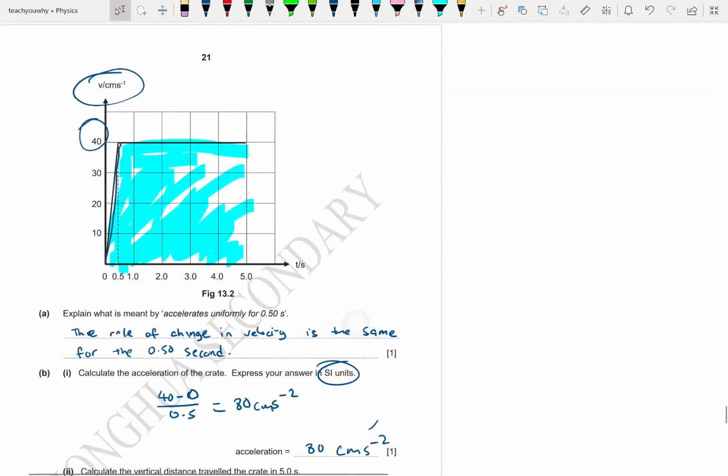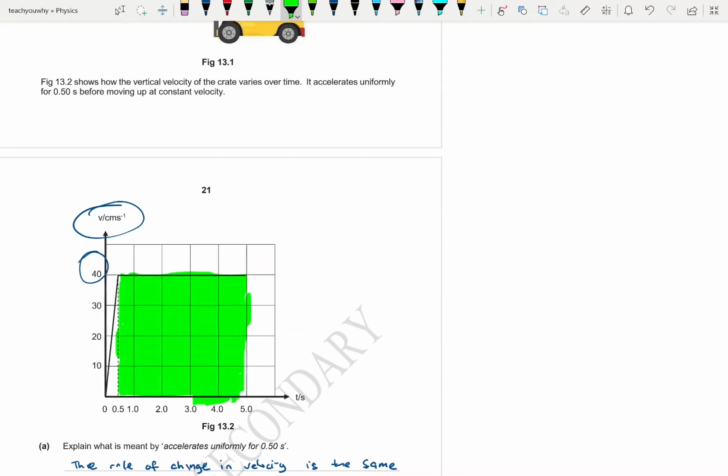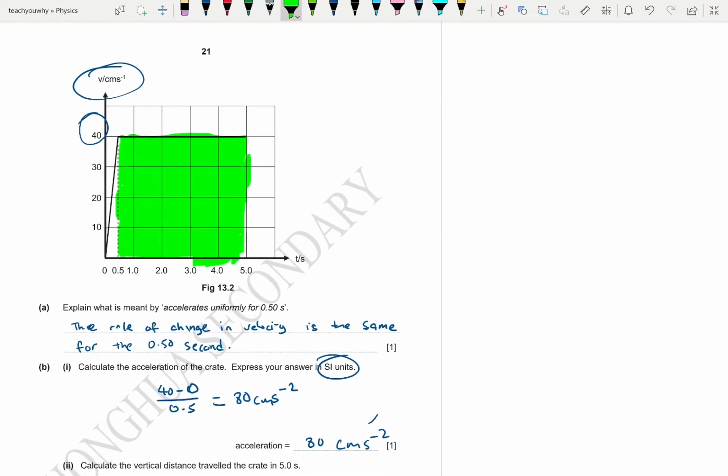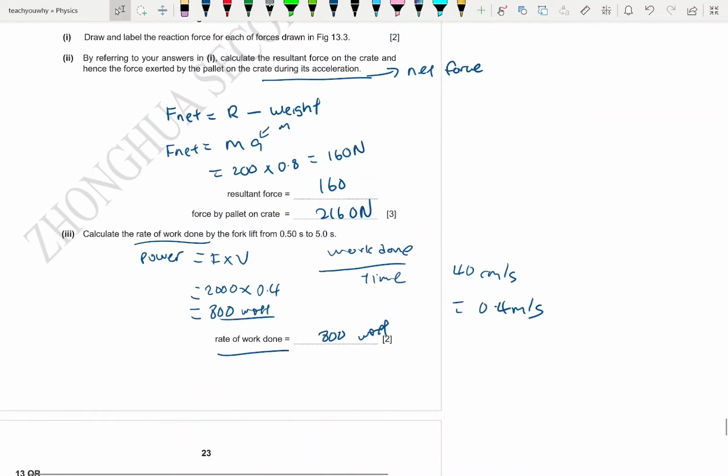Otherwise, you can use work done over time. Basically, what we can do is find the distance traveled here. So you have work done equals force times distance, divided by the time taken, which is 4.5 seconds. You will also get the same answer.